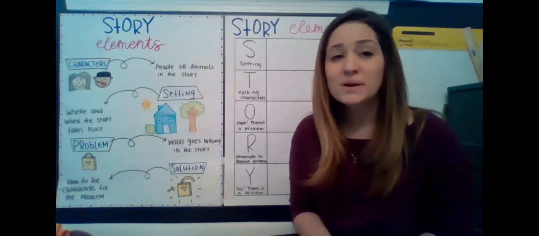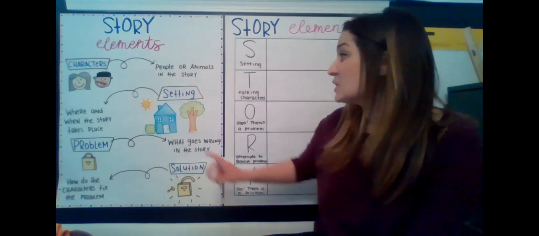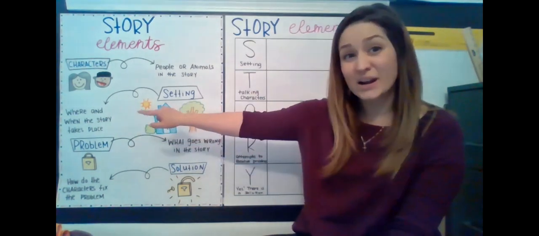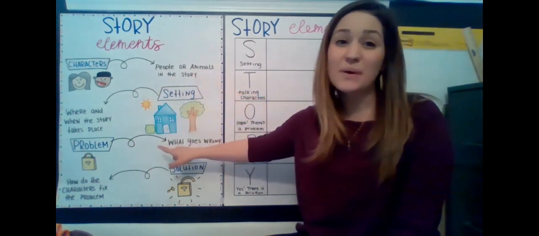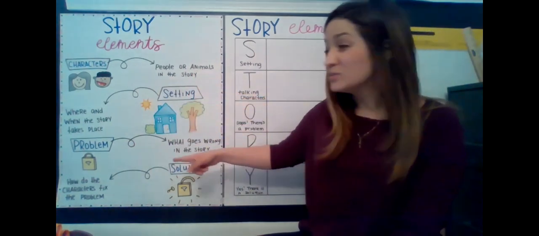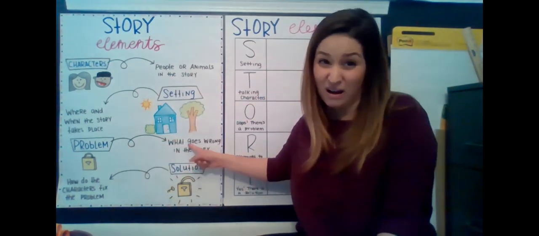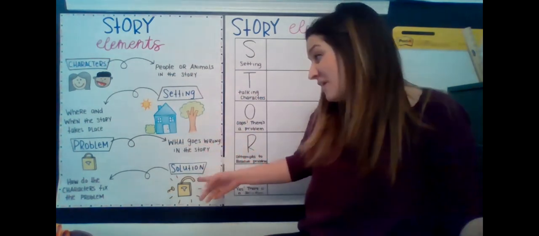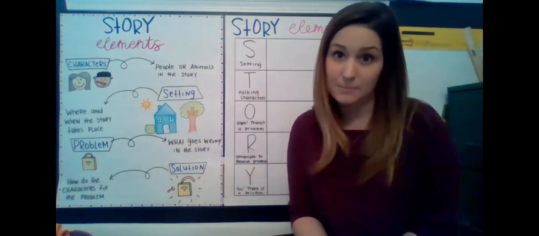When we're talking about story elements, we talk about the setting, which is where and when a story takes place. We talk about the characters, who are the people or animals in the story. We talk about problems. Oops, there's a problem. A problem is what goes wrong. We talk about how the characters try to solve the problem, and then we finally get to our solution, how the characters completely fix the problem.